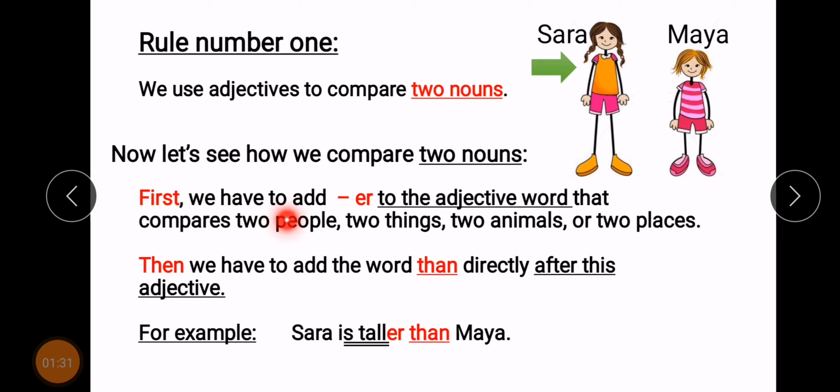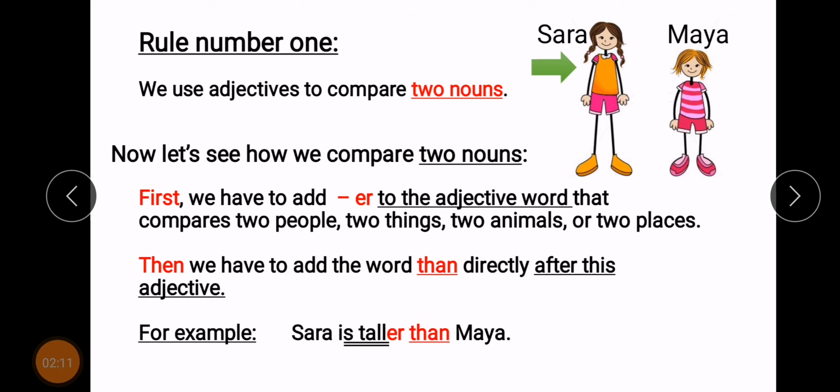First, we have to add ER to the adjective that we are going to use in comparing 2 people, 2 things, 2 animals, or 2 places. So, we use ER with the adjective. Second, we have to add the word than directly after this adjective that we used. So we have 2 points here. The first point is using ER with the adjective, and the second point is to add than directly after this adjective.